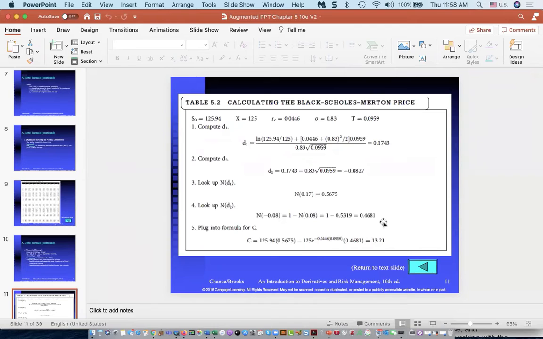And the last thing, once you have D1 and D2, followed by ND1 and ND2, is this. You put all the variables in here and solve for it, it's 13.21. So Black-Scholes says that your call option price should be equal to 13.21.